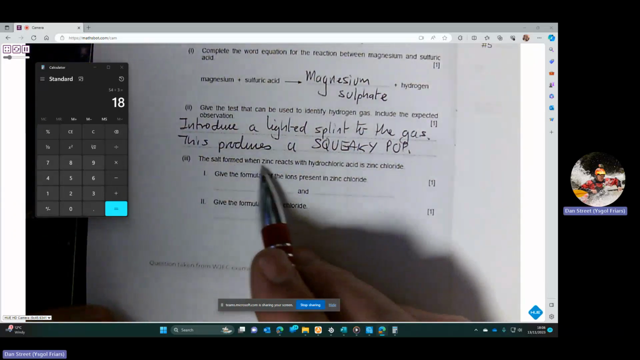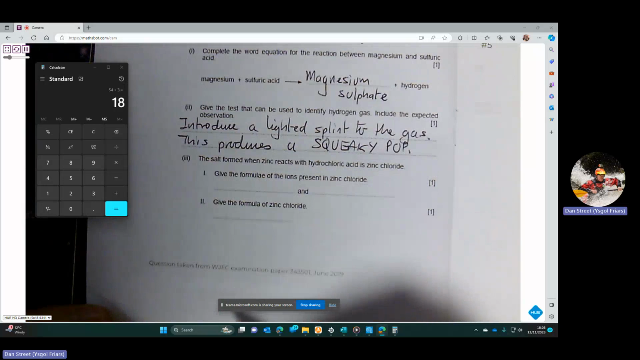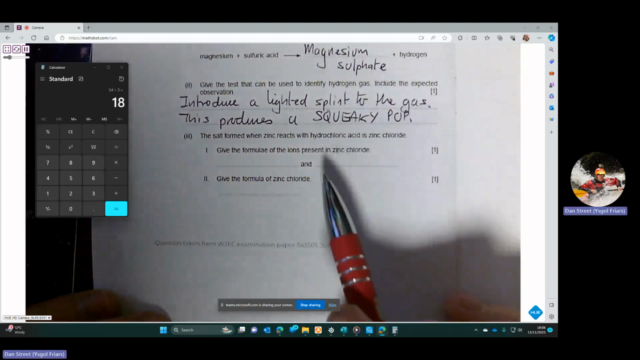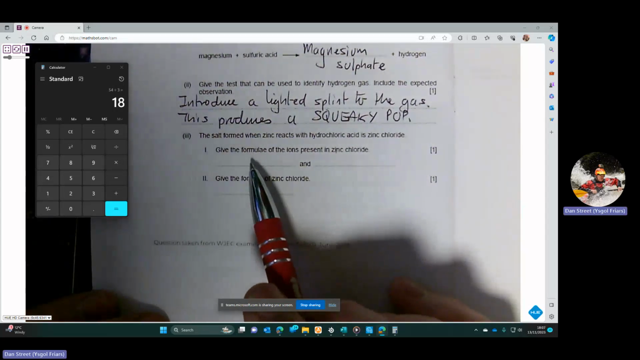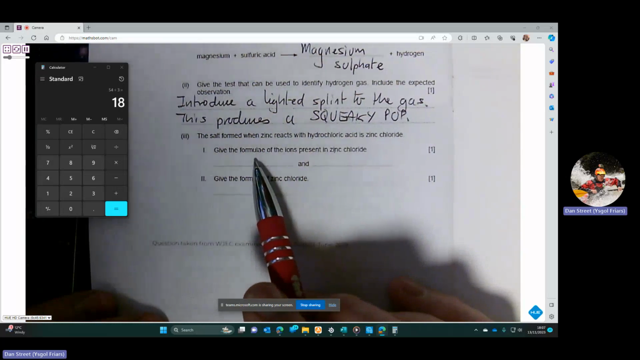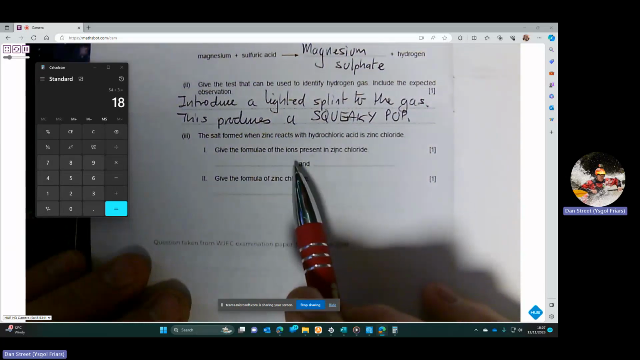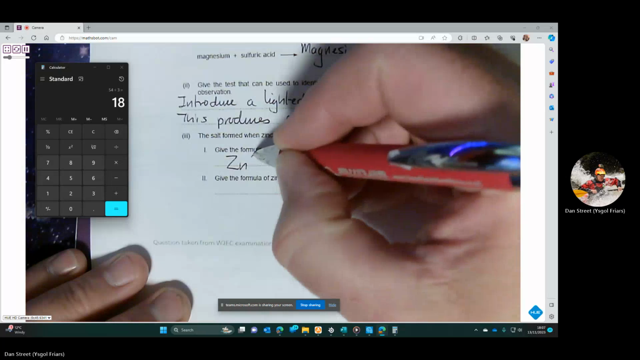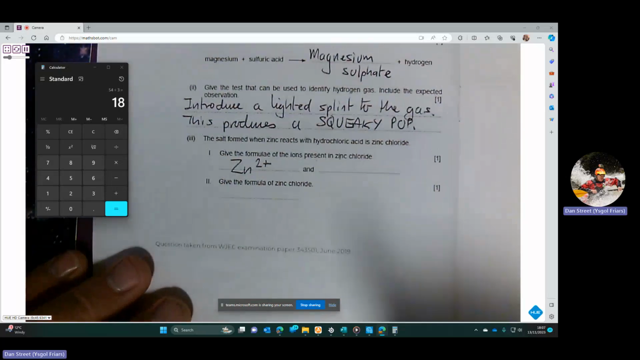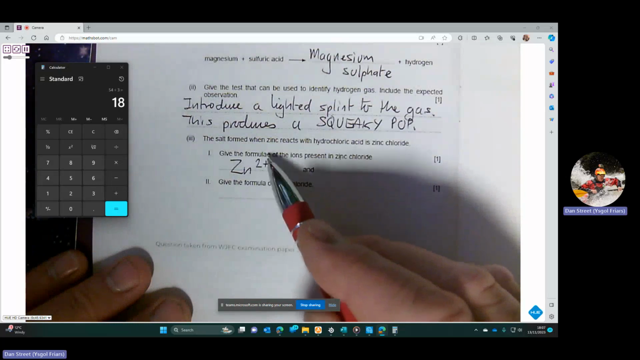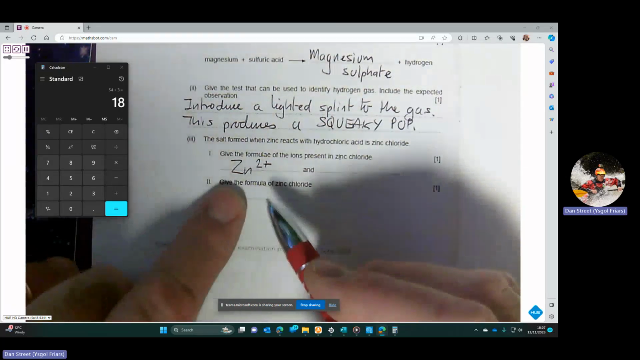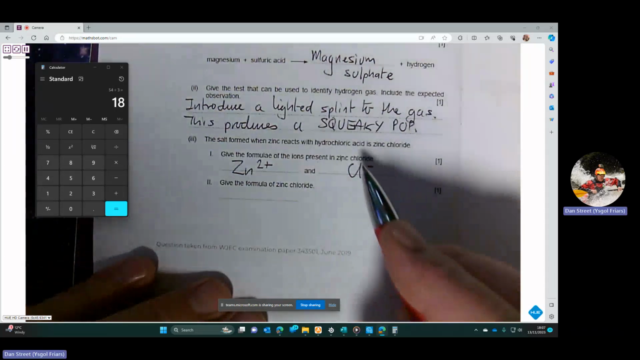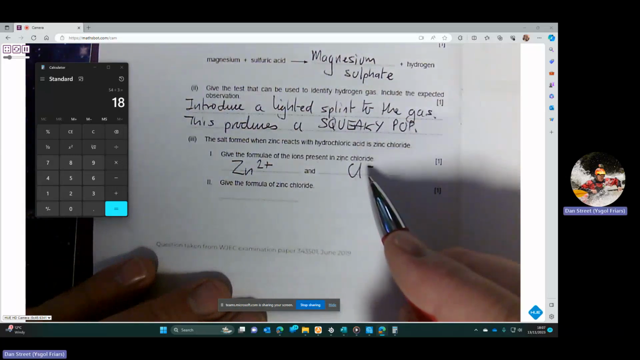Now, the salt formed when zinc reacts with hydrochloric acid is zinc chloride. Give the formula of the ions present in zinc chloride. Okay, now this is not necessarily a memory question. You can use the table of ions present in the exam paper on the day or in your book when you're doing these sorts of questions. And if you do that, you'll find out that the zinc ion is Zn 2+. Okay, and it's important that you put the 2+ in the right place. It's a superscript after the symbol. And the chloride ion is Cl- or 1-, but you don't need to write the 1. The solitary minus will do.